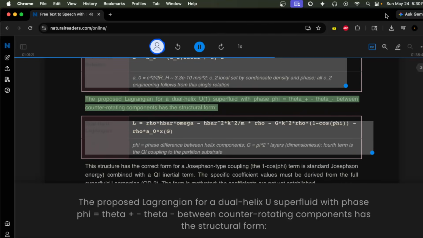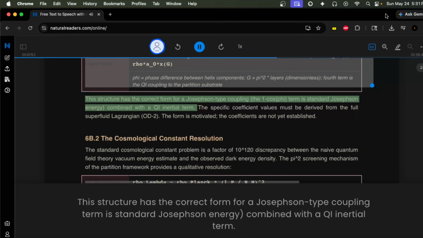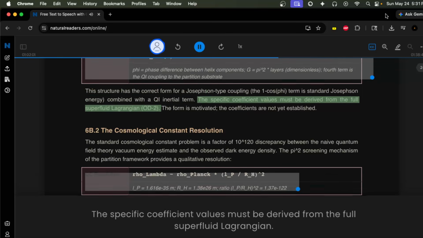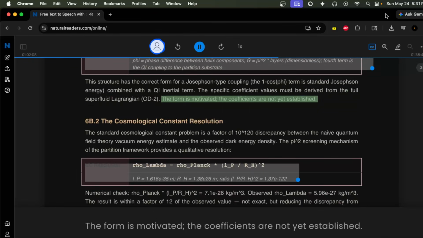The proposed Lagrangian for a dual helix superfluid, with phase phi equals theta plus theta between counter-rotating components, has the structural form shown. This structure has the correct form for a Josephson-type coupling term, which is standard Josephson energy, combined with a chi inertial term. The specific coefficient values must be derived from the full superfluid Lagrangian. The form is motivated, the coefficients are not yet established.